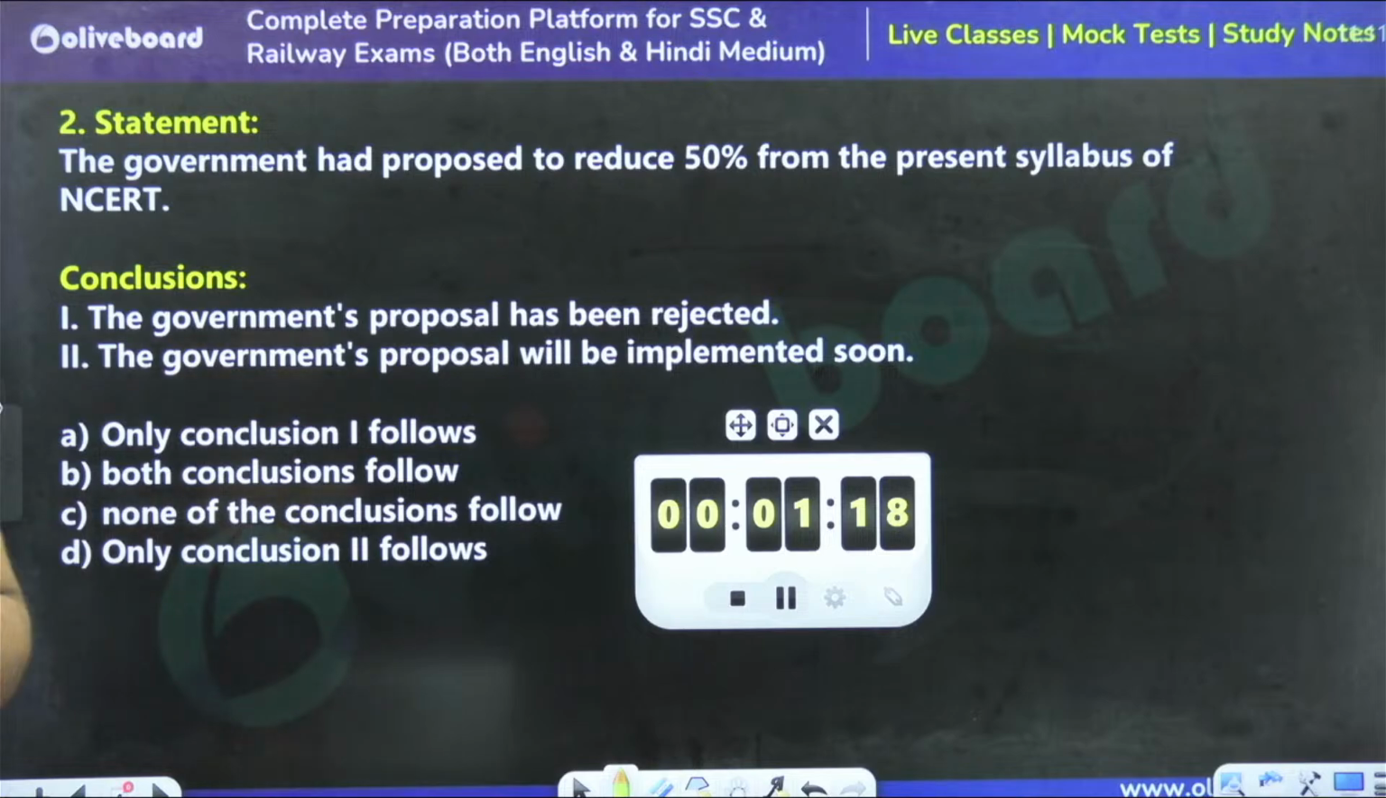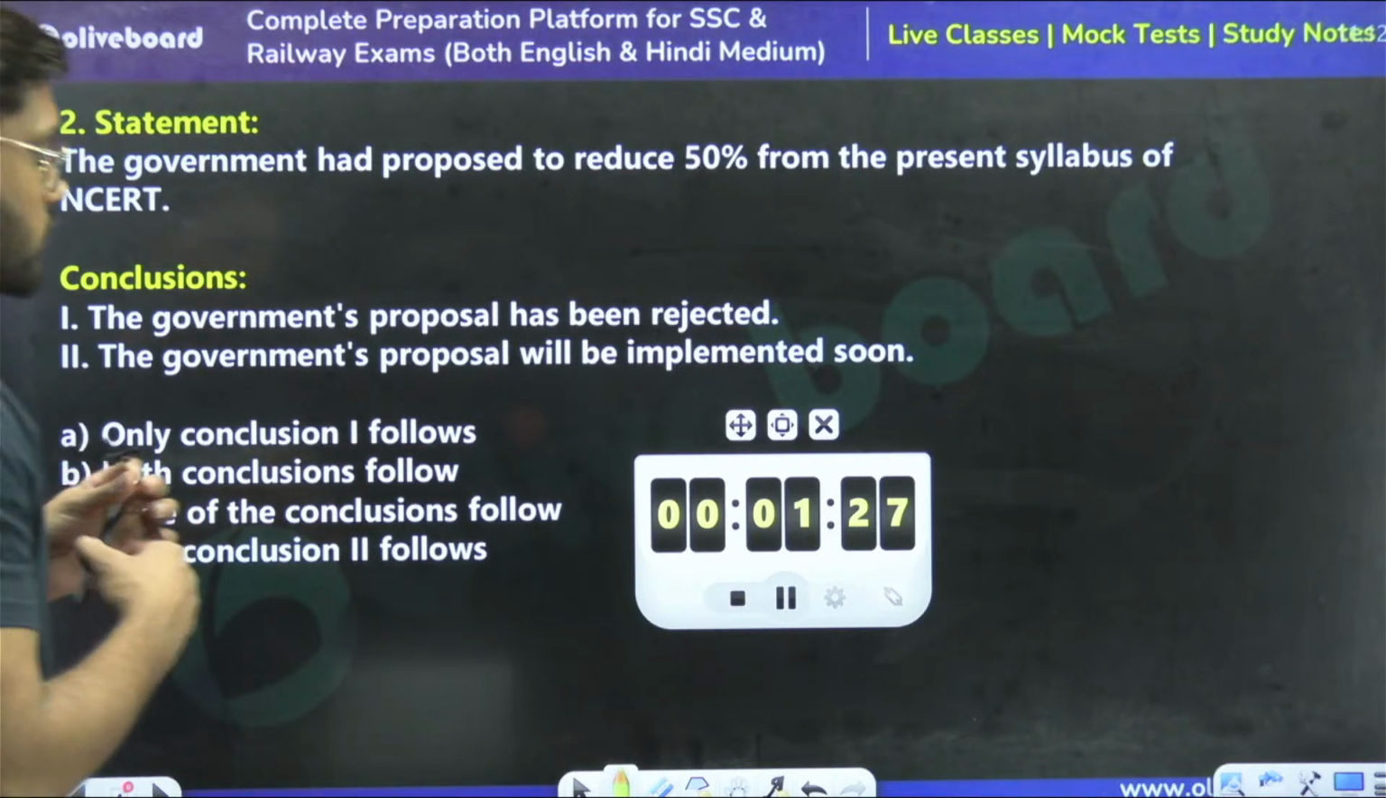Okay, none. Many students are saying none. Gokul is saying C. Shakti is saying none. Cool is saying C. Okay, let's see what should be the right answer.